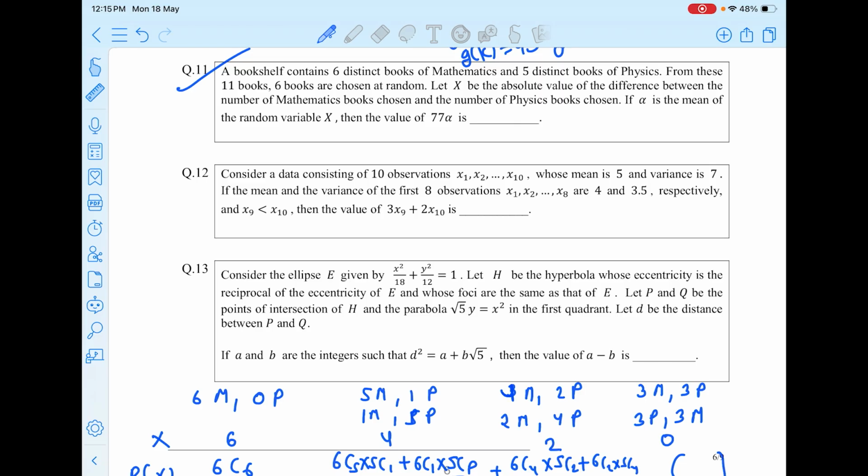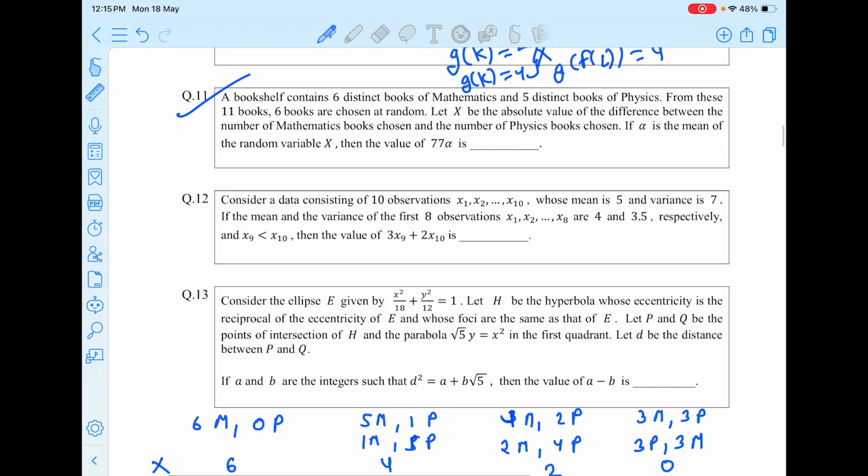Okay, mean is 5, so that means mean and variance of the first 8 observations they have given. See, mean and variance of the first 8 observations they have given, and now they are asking the value of the last 2 observations. So what you have to do? See, if mean is given, you know the sum: x1 plus x2 plus x3 up to x8 is 32, and total mean they have given as 5. So that means (32 plus x9 plus x10) by 10 is 5. So from here you will get x9 plus x10, which will be 18.